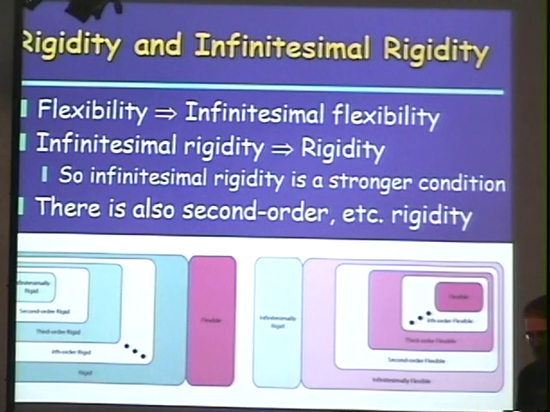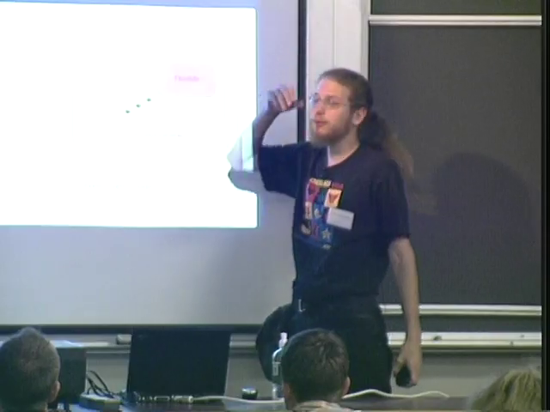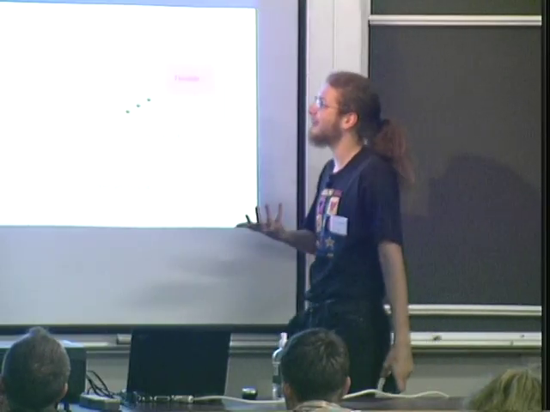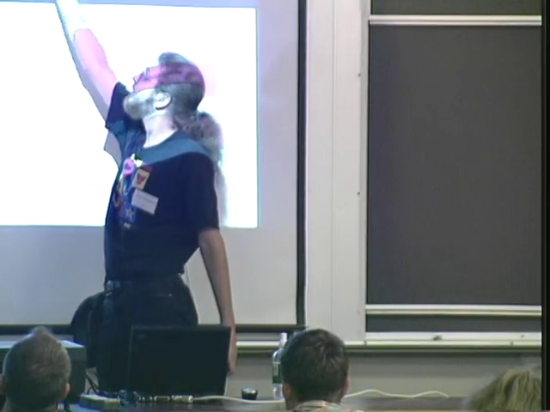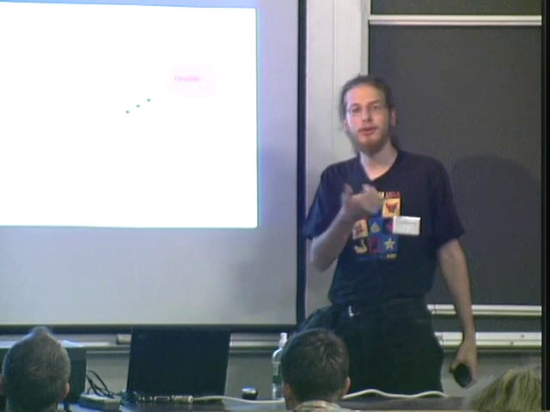This is a bit bizarre, let's say. You might think that infinitesimal, oh, I'm going to get it backwards. It's very easy to get this backwards. The right way is that if you're flexible, you're also infinitesimally flexible. If there's a motion, there's also a first-order motion. The contrapositive says if you're infinitesimally rigid, you're rigid. So infinitesimal rigidity is actually a stronger property than rigidity. It says not only is there no motion, but there's no first-order motion.